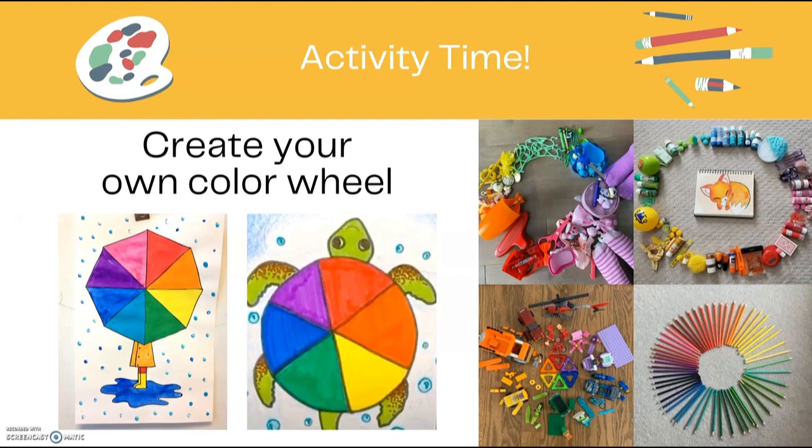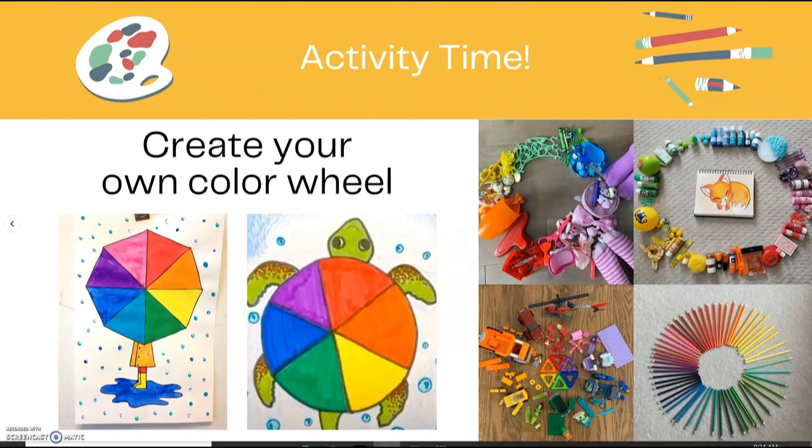Now, if you did want to draw or color and create your color wheel, here are other examples that students have made that they made into something else. So you can get really creative with this, like this student made their color wheel as an umbrella. And then this student made their color wheel into the shell of a turtle. If you don't want to color or if you don't have any, you could always find some materials you have around the house. Like this person over here has some Legos and some other toys, trucks, and you can arrange them in a circle according to the color.